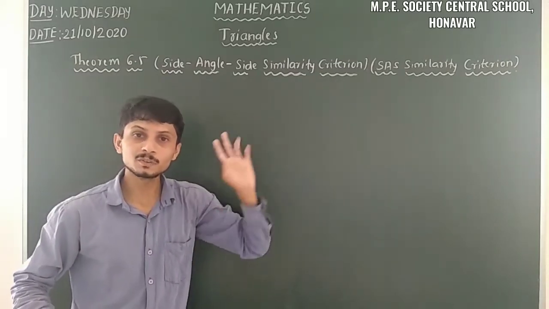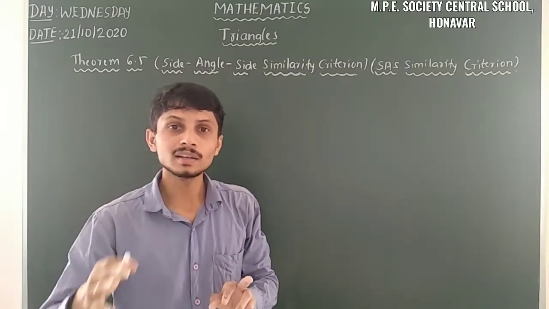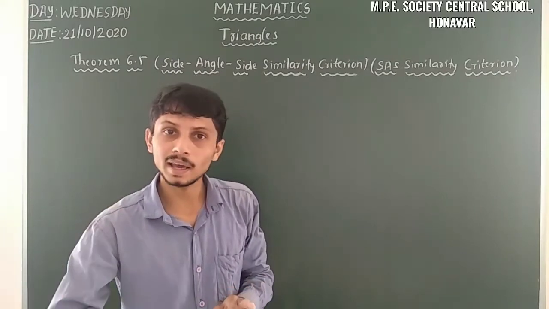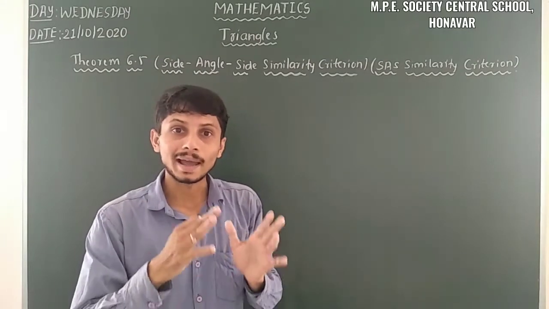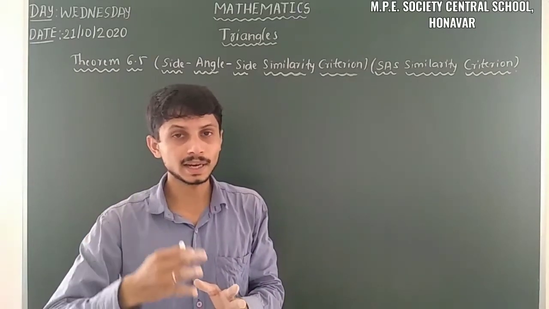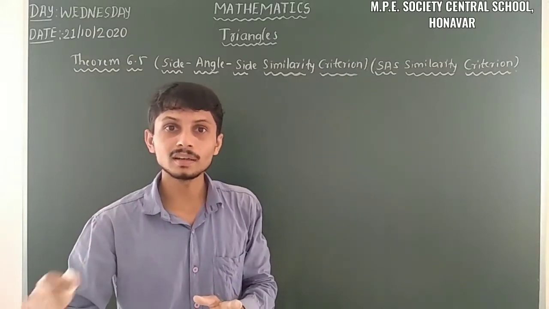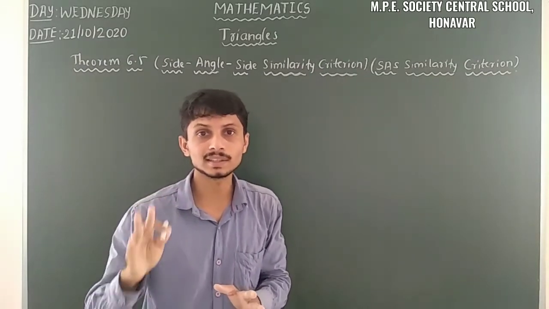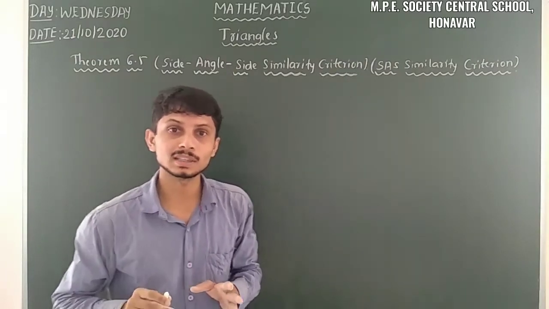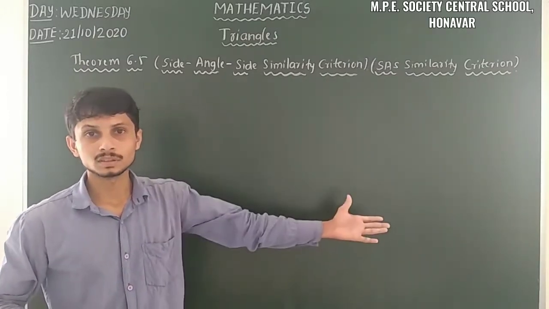So that means if in two triangles, one angle of a triangle is equal to the corresponding angle of another triangle and the sides including these angles are proportional, then those two triangles are considered similar. So firstly we have to take the statement, after that we have to take the diagram. Let us prove that one.